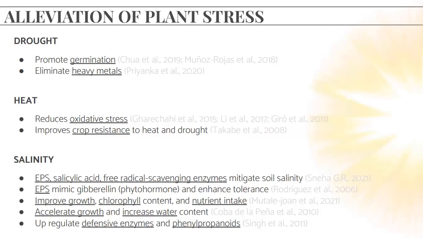As for the alleviation of plant abiotic stress, under drought, cyanobacteria have been shown to promote germination and absorb and eliminate heavy metals. Under intense heat, they might reduce oxidative stress and improve crop resistance to heat and drought. And under salinity, EPS can help a lot to mitigate it. They can also improve growth, chlorophyll content and nutrient intake in plants, and accelerate growth and increase water content.